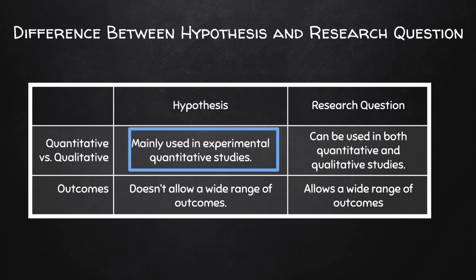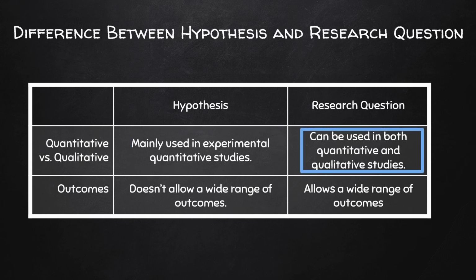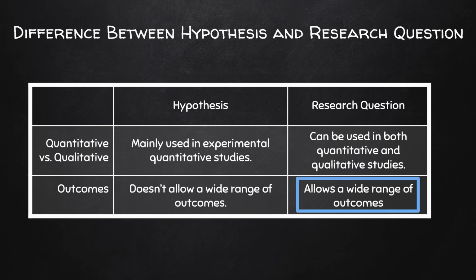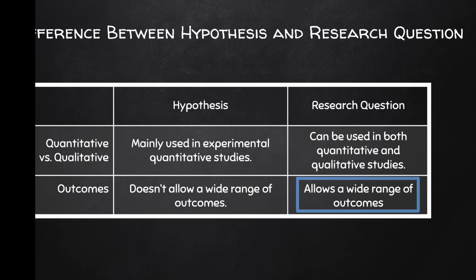A hypothesis is mainly used in experimental quantitative studies. A research question can be used in both quantitative and qualitative studies. A hypothesis does not allow a wide range of outcomes. Research questions allow a wide range of outcomes. Keep in mind, formulating the research question or developing the hypothesis can help you decide on the approach of the research. Your research question or hypothesis should be clearly stated in the introduction and referred to again in the conclusion.